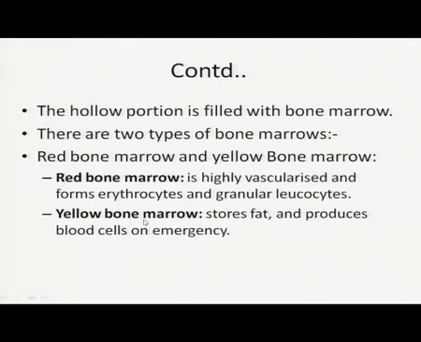Now, regarding the yellow bone marrow, it is mainly meant for the storage of fat and produces blood cells only during emergency situations.